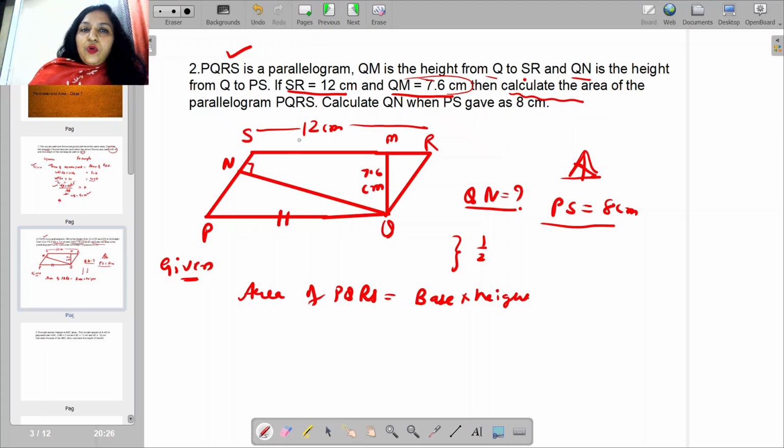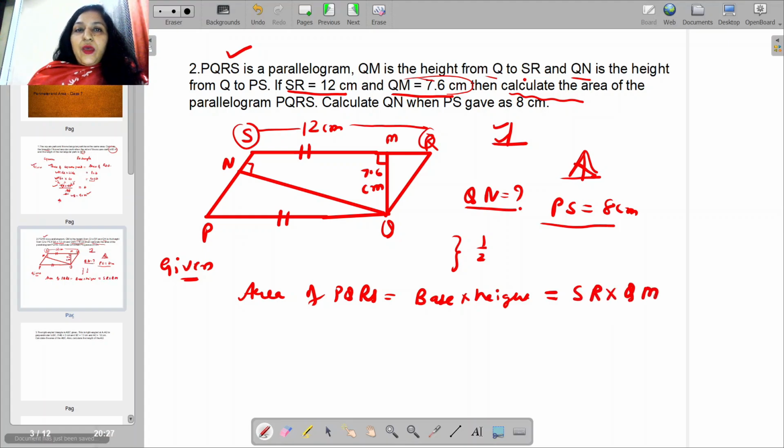Now PQ and SR, they are opposite to each other, they are equal and parallel. तो SR को भी मैं ले सकती हूँ. SR and QM, they are perpendicular to each other. ठीक है, तो जो भी दो साइड आपस में परपेंडिकुलर है, side and perpendicular, just multiply these two, you will get the area of this parallelogram. So side I am taking SR, perpendicular on SR is QM. So we have to write that is equal to SR multiplied by QM.